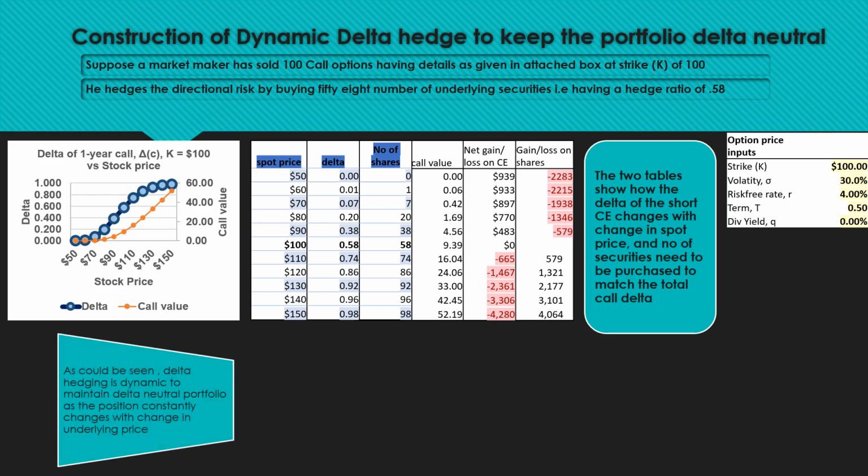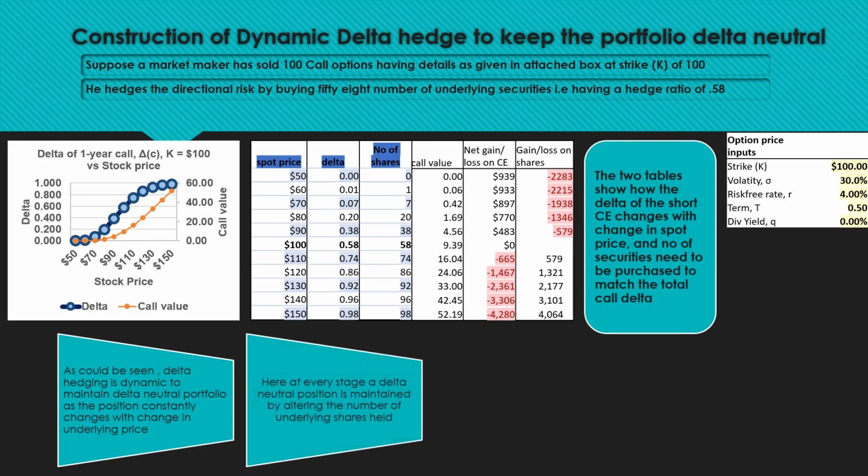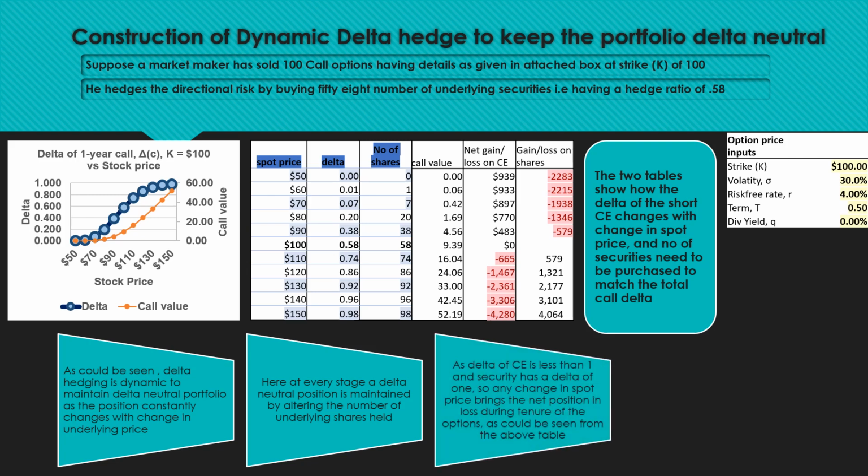As could be seen, delta hedging is dynamic to maintain a delta neutral portfolio as the position constantly changes with change in the underlying price. Here at every stage, a delta neutral position is maintained by altering the number of underlying shares held. As delta of a call option is less than 1 and a security has a delta of 1, any change in spot price brings the net position into loss during the tenure of the options, as could be seen from the above table.